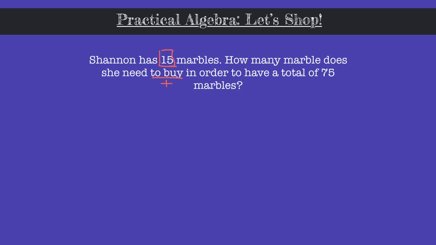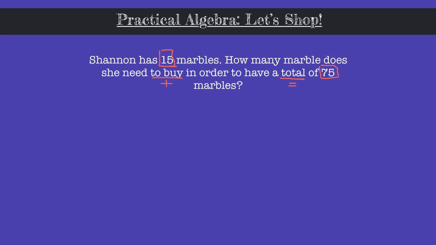In order to have a total, the word total indicates equals or an equality. So everything I have has to add up to something. And it says I have to have a total of 75 marbles. So I know that 75 is the solution I'm trying to get to. So let's go ahead and write that down in an algebraic form. And we'll do more examples in other videos as well if this isn't as clear here. So let's go ahead and do that.